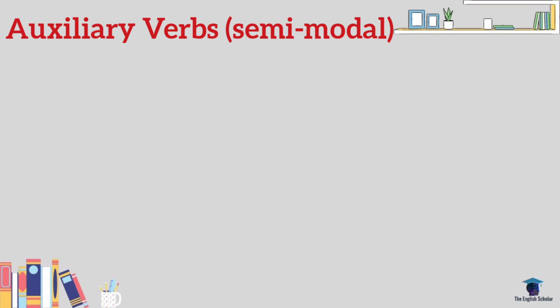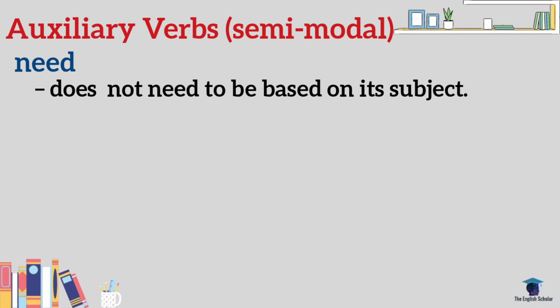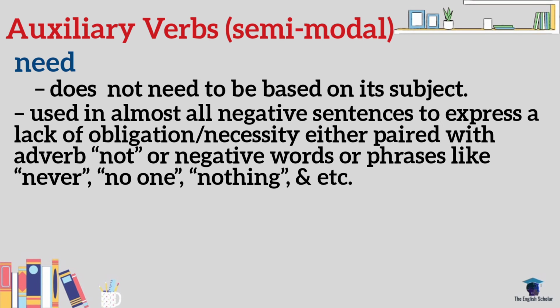Let's have the second semi-modal auxiliary verb, need. Need, when used as a semi-modal auxiliary verb, same as dare, does not need to be based on its subject. Need is almost always used in negative sentences to express a lack of obligation or necessity, either taking the adverb not or paired with a negative word or phrase such as never, no one, nothing.